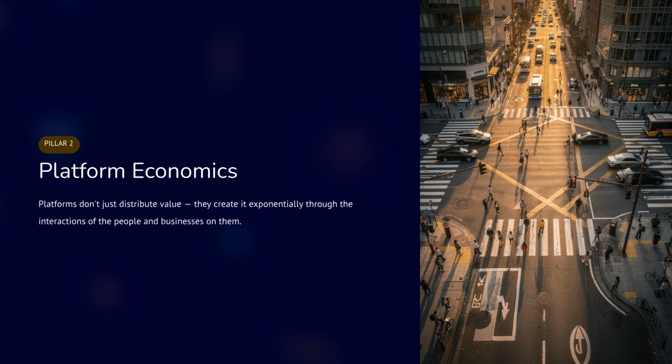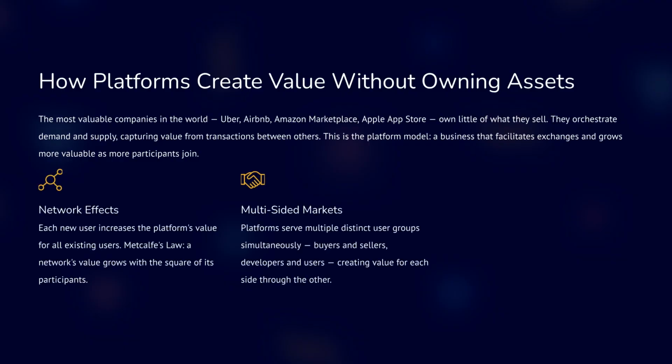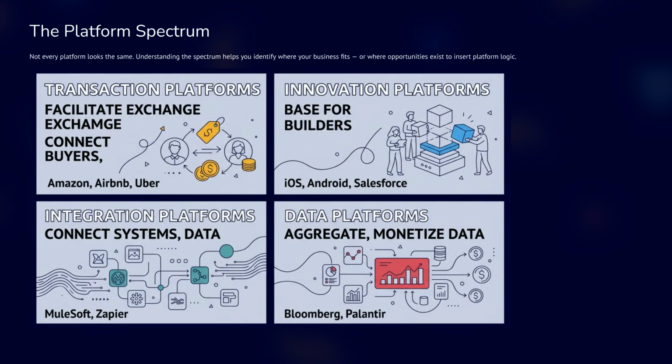Pillar 2 is platform economics. Platforms don't just distribute value, they create it exponentially through the interactions of people and businesses on them. Platforms create value without owning assets through 3 key dynamics: network effects, multi-sided markets, and winner-take-most dynamics. This compounding effect allows leading platforms to continuously pull ahead. Platforms operate across a spectrum, including transaction, innovation, integration, and data platforms. The strategic question is where you can insert platform logic to amplify your existing value proposition.